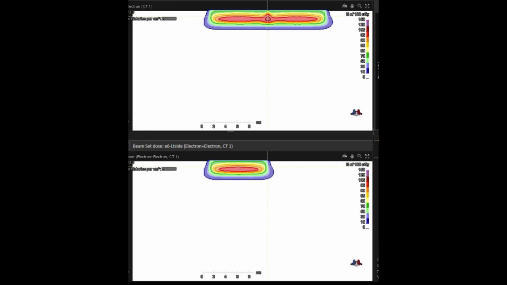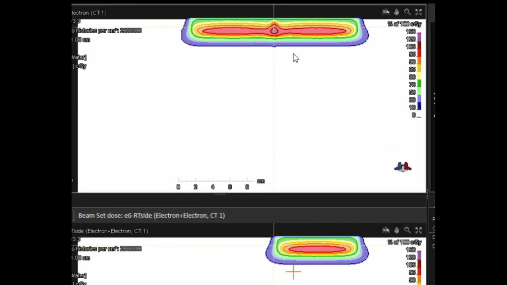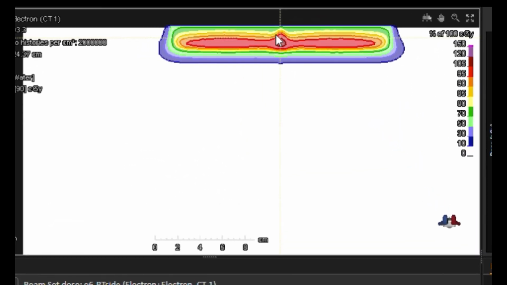The same effect happens with two electron fields. Here I'm showing an electron field on the left. This is 6 MeV. And then on top is the composite, combined with this electron field on the right. So those two together combine to make this, and you see there's a hot spot in the middle where the two electron beams come together.